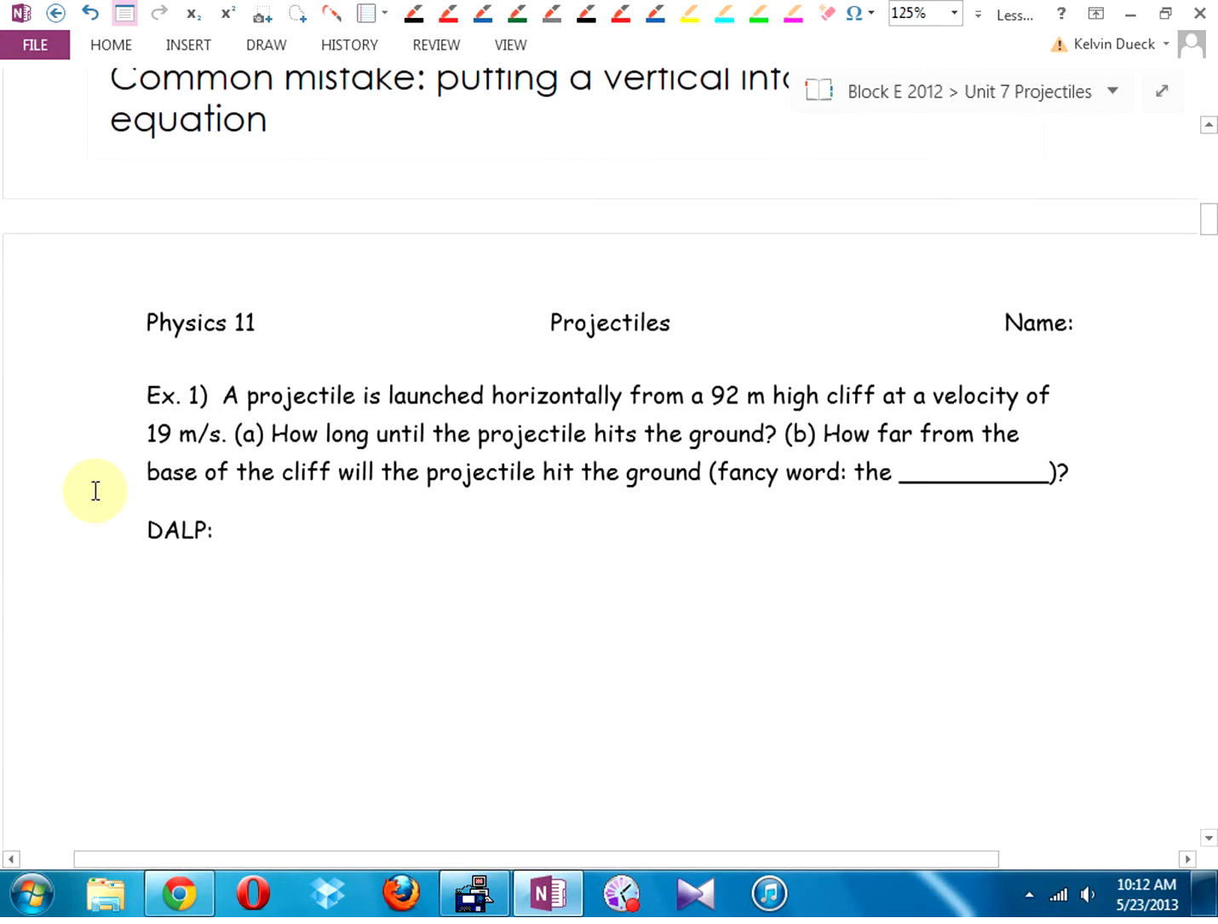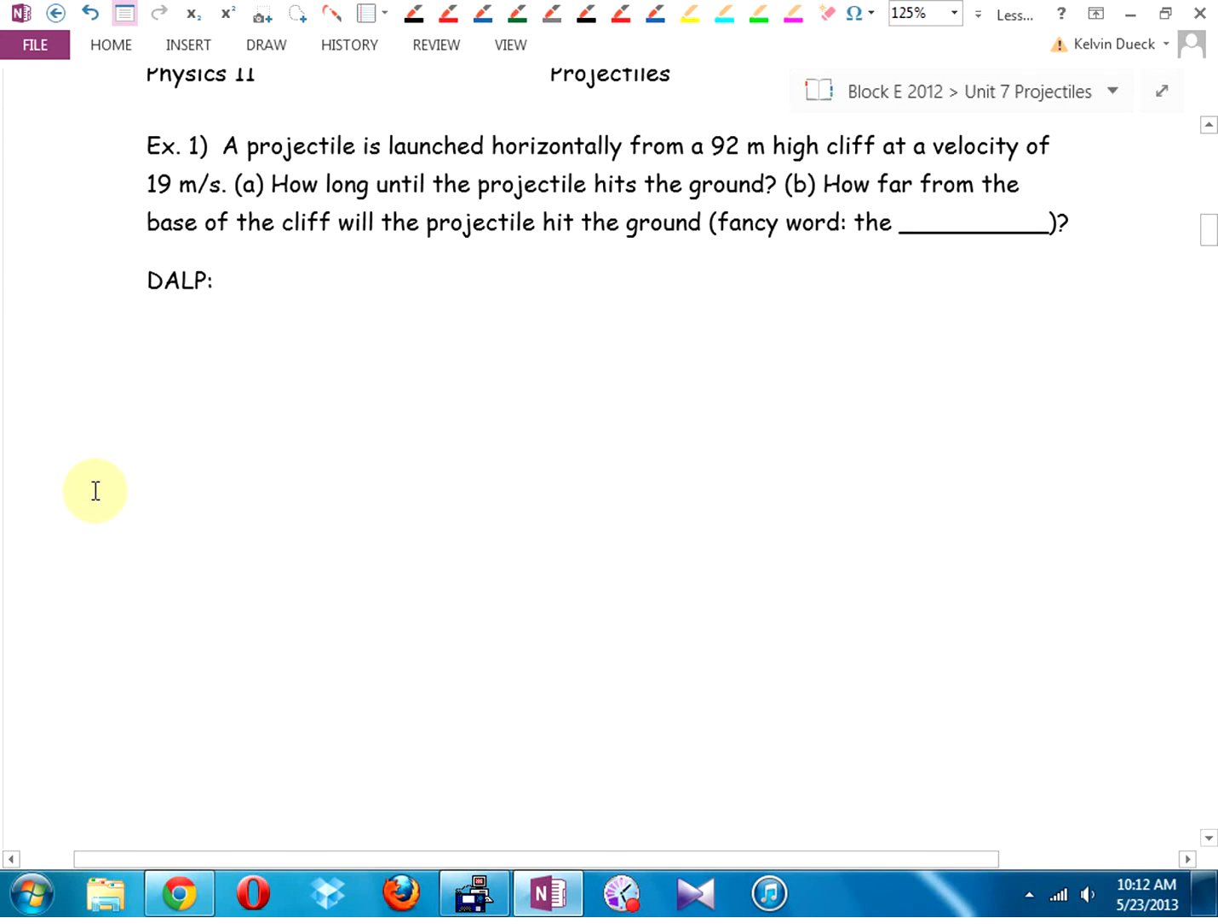Example. A projectile is launched horizontally. Let's underline the word horizontally. Now, we start out launching horizontally from a cliff. Then tomorrow, we'll look at launching from the ground at an angle.